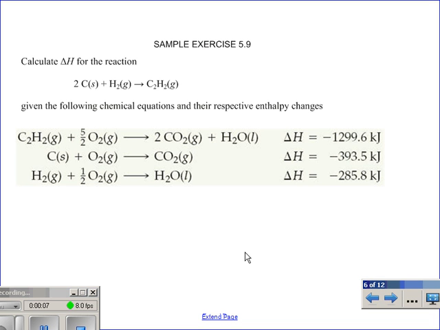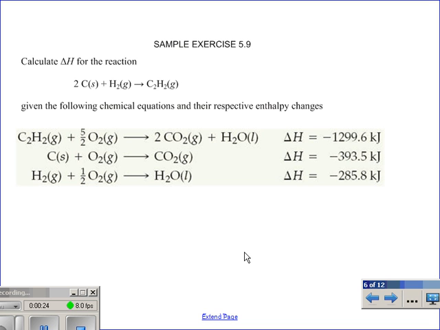Alright, guys, so we are going to do some more Hess's Law. The last Hess's Law problem that we did, the 5.8, I believe it was. Yes, 5.8. There were only two equations that you had to manipulate. This one has three equations, so it's just a little bit more challenging, but not a big deal.